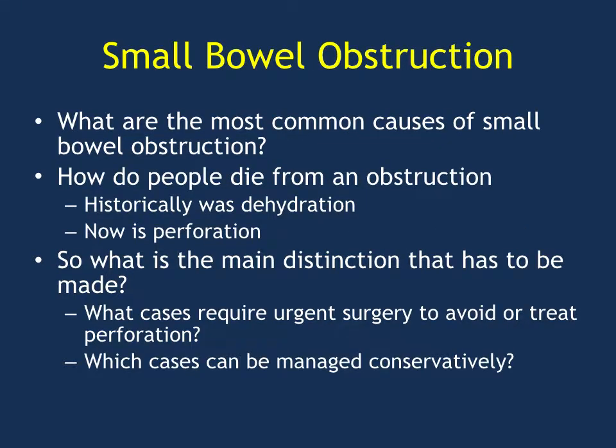So let's start talking about small bowel obstruction and discuss what's most important. What are the most common causes of small bowel obstruction? How do people die from an obstruction? This will help them understand what we need to look for. Historically it was probably due to dehydration, but now with modern medicine it's really because of perforation. So the main distinction that has to be made with people with obstruction is who is likely to perforate, what cases require urgent surgery to avoid or treat perforation, and which cases can be managed conservatively.